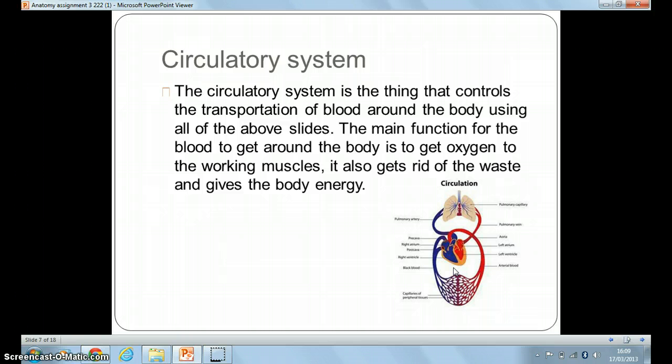The circulatory system. The circulatory system is the thing that controls the transportation of blood around the body using all of the above slides. The main function for the blood to get around the body is to get oxygen to the working muscles. It also gets rid of waste and gives the body energy.